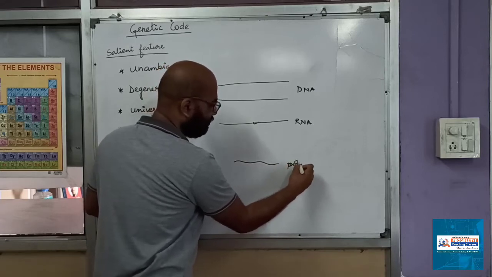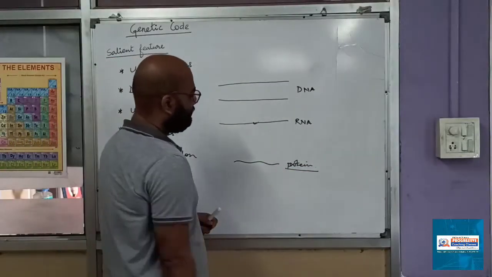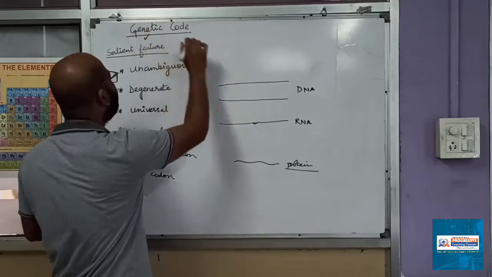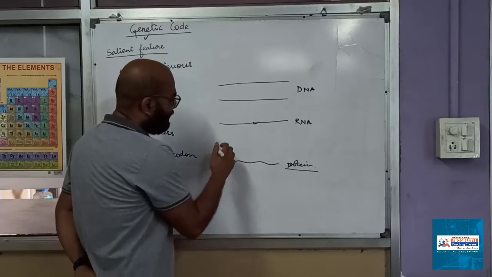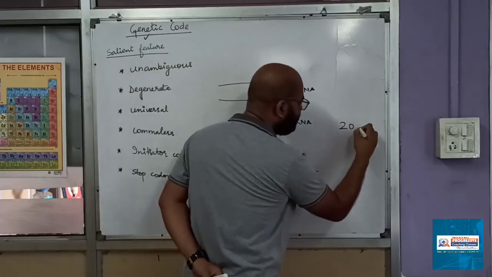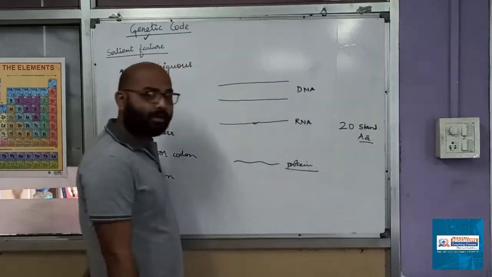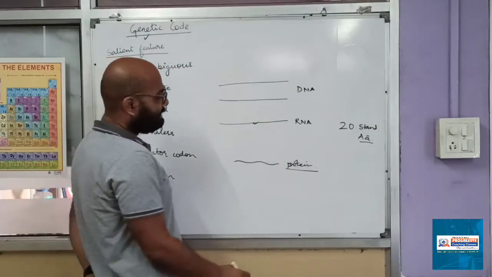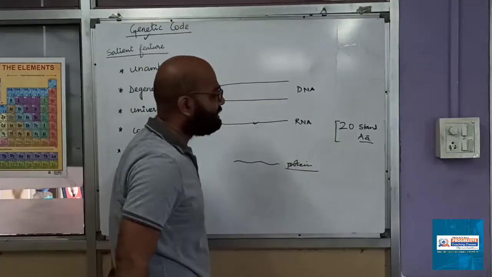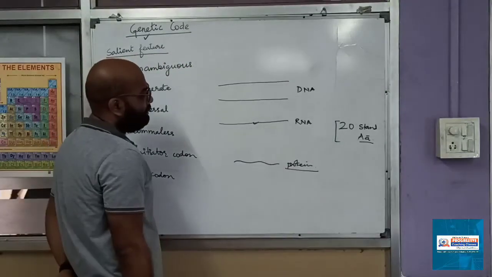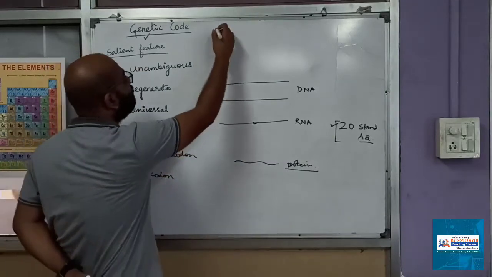a stretch of protein or chain of amino acids? This is where the genetic code comes into play. So what happens? We have 20 standard amino acids. How many? 20 standard amino acids. So scientists initially thought that these 20 amino acids are being coded by the nucleotides present.